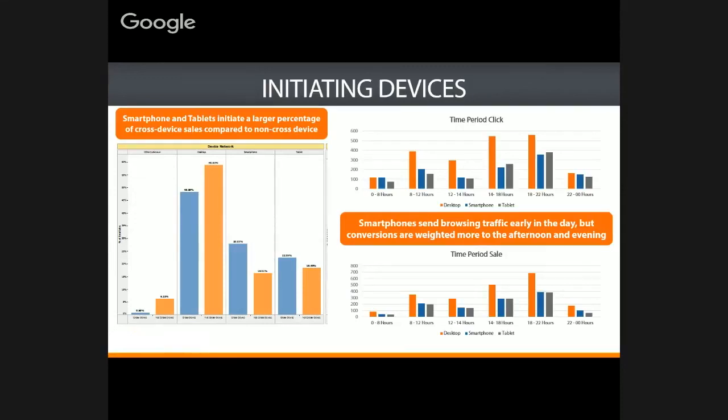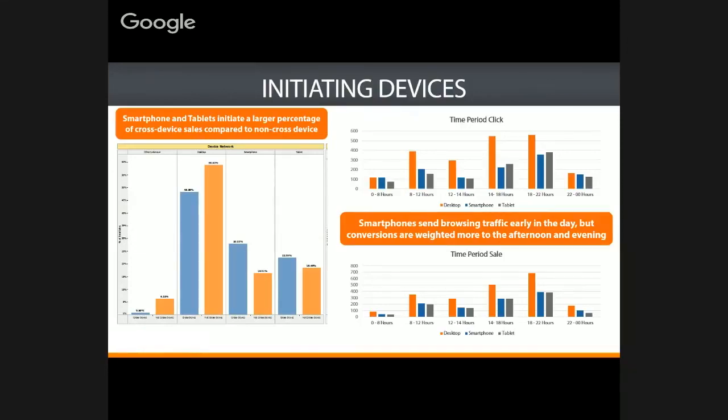And for me, that shows us that we're on the right track, because to track smartphone and tablet activity correctly, we need that cross-device tracking. One other thing I would say is that desktop sales generally across the network are still the most common. On the right here, we have initiating devices by period of the day.